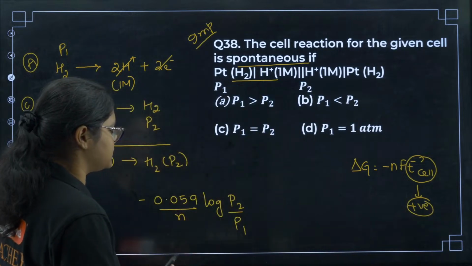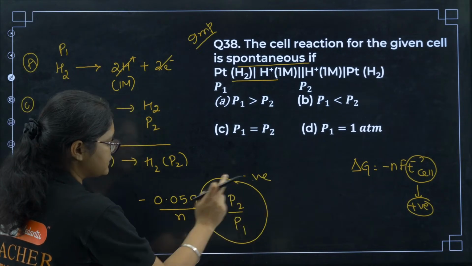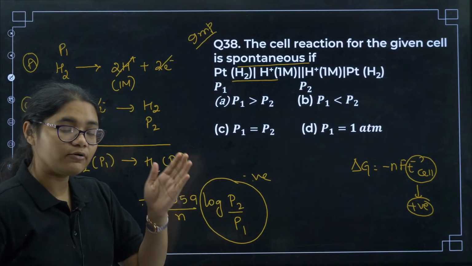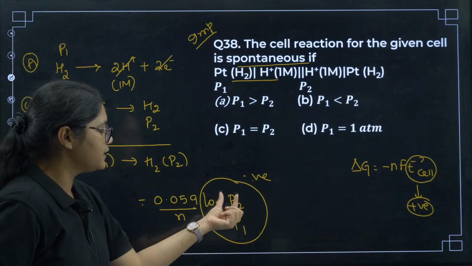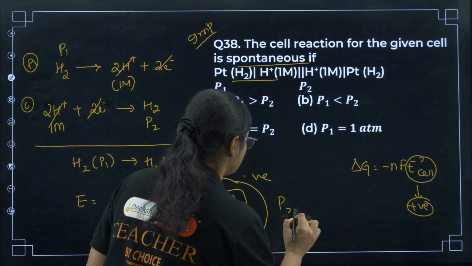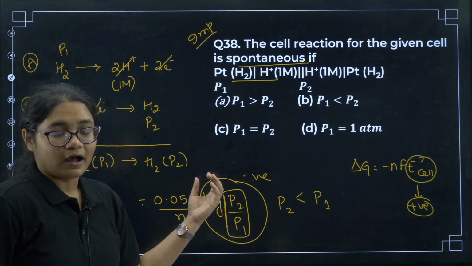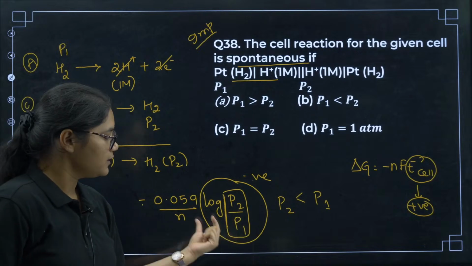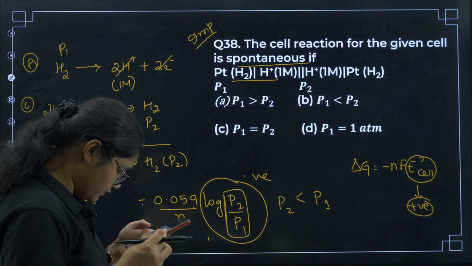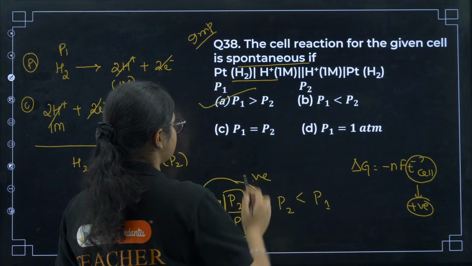So we want this value to be positive. If this total value has to be positive, then this log value should come out to be negative. Then this negative and this negative will become positive, right. Now in which case will it be positive? You know that log of anything less than 1 is a negative value. So we want that this number, P2 by P1, should be less than 1. If that has to be less than 1, then P2 should be less than P1, right. If P2 is less than P1, then we will get a fraction value less than 1. Log of that will be negative. This negative and this negative will become positive. So the answer here is P2 should be less than P1, so option number A here.